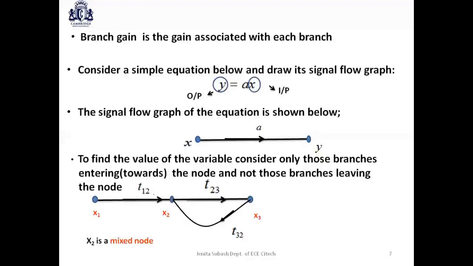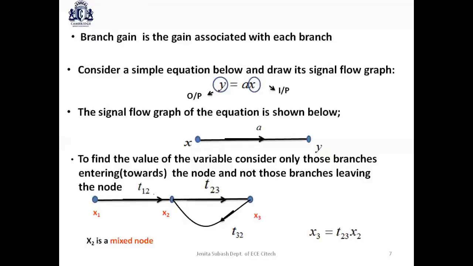Let's write the performance equation for the simple signal flow graph shown here. We have three nodes x1, x2 and x3 with branch gains t12, t23 and t32. With respect to the variable x3, we have only one incoming branch with a branch gain t23. Hence, we can write the performance equation as x3 = x2 times t23.